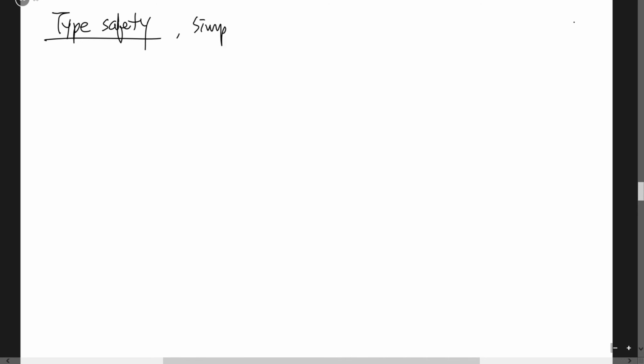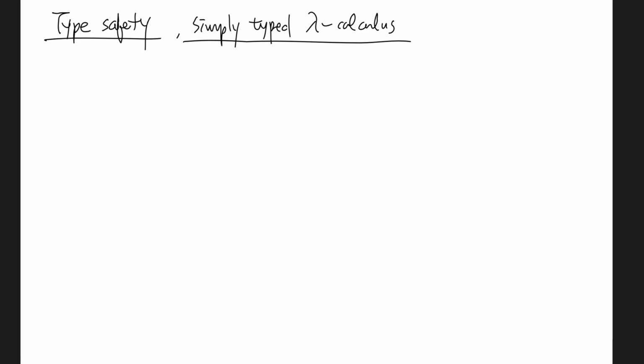This lecture is about type safety. So we will consider type safety of simply typed lambda calculus. For simply typed lambda calculus, we have defined two systems.